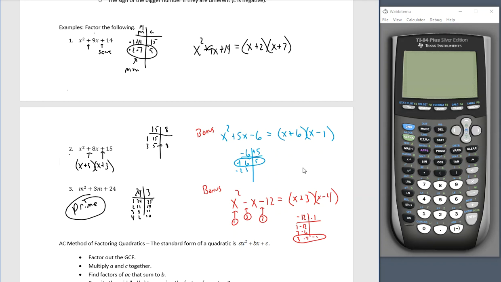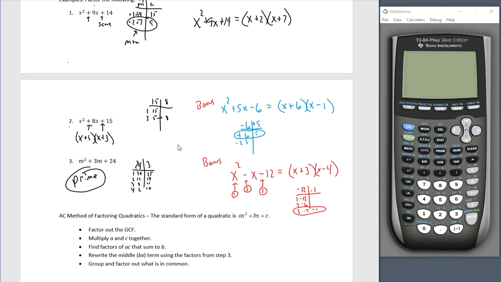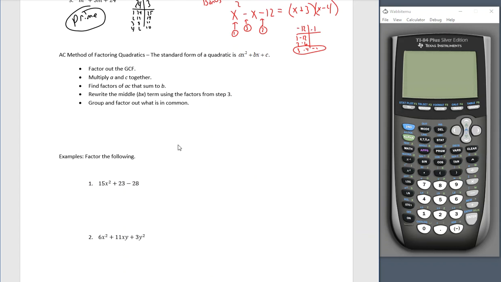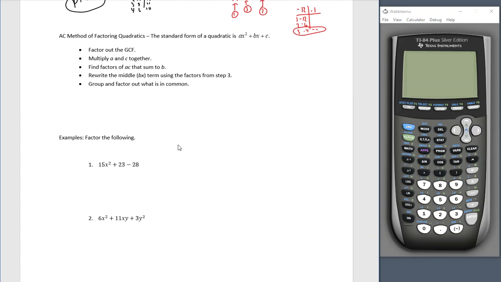All right, so there's 3 out of the 4 different ways we can have it. We could have a positive at the end and a negative 8x. The only thing that would change is both signs would be negative. So we're going to use a little bit of this idea, especially this chart, along with the factoring by grouping. And with this, any polynomial that's factorable over the rational numbers, you'll be able to do it.